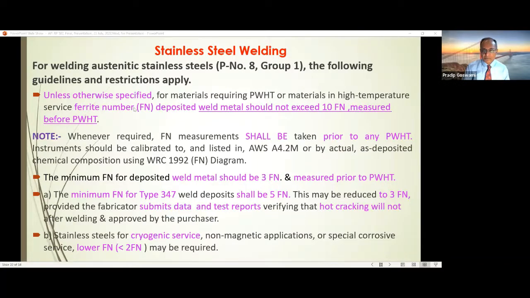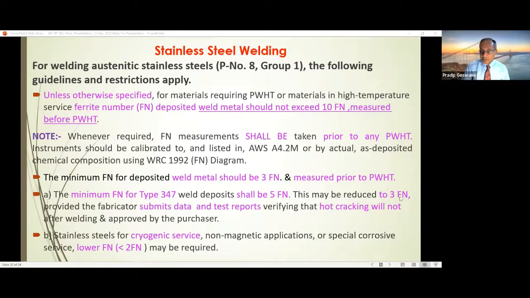typically, unless otherwise specified, for materials requiring post-weld heat treatment or materials in high temperature service, the ferrite number shall not exceed 10 FN, and that should be measured before post-weld heat treatment. This ferrite measurement shall always be taken prior to any post-weld heat treatment. The minimum ferrite number deposited for weld should be 3 FN and measured prior to post-weld heat treatment. For type 347, the minimum ferrite number shall be 5 FN.